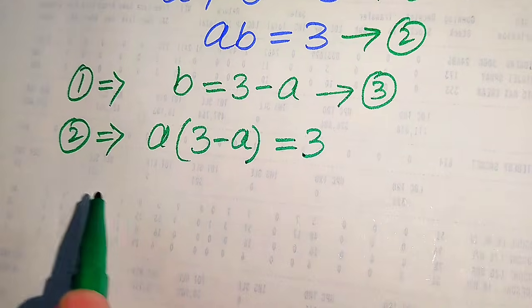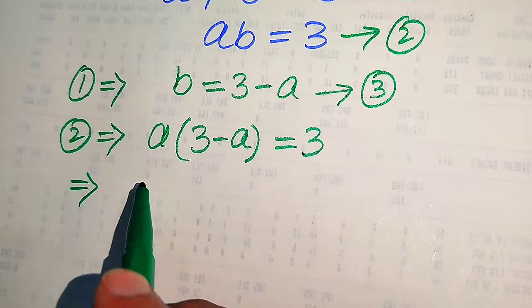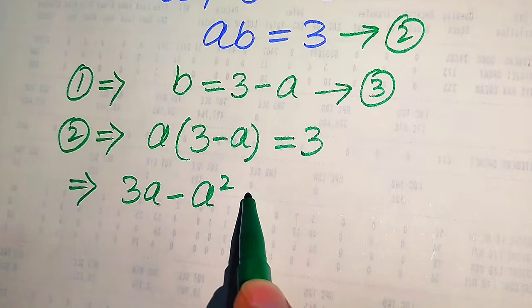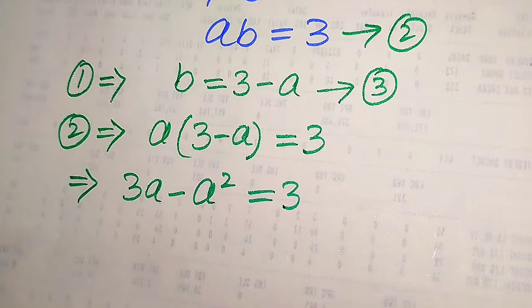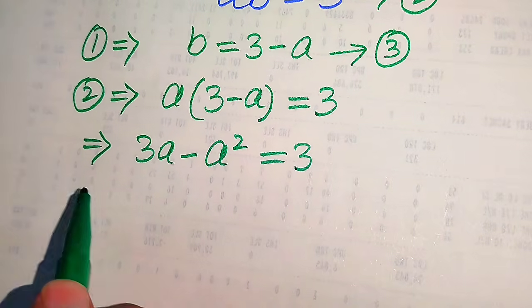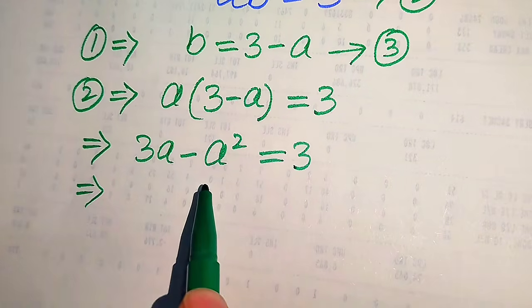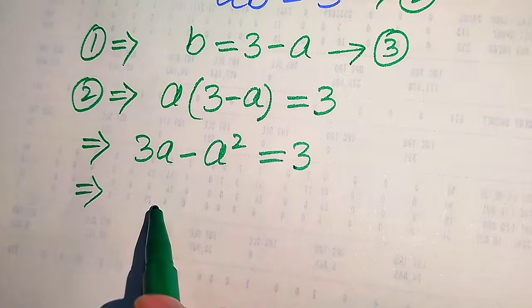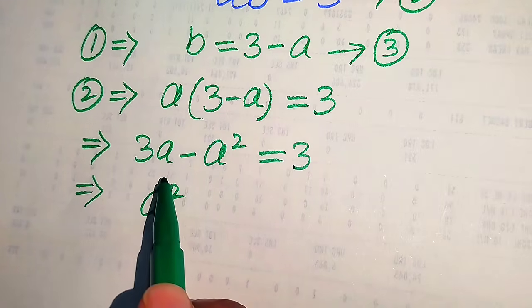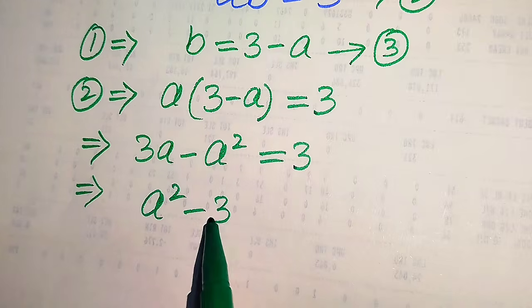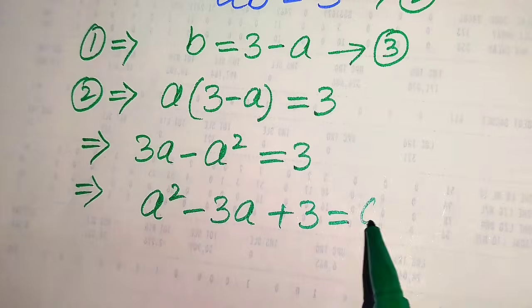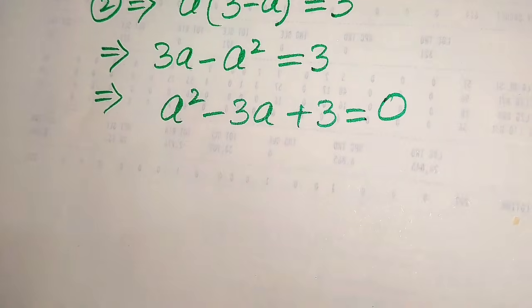In the next step we multiply a on both of these two terms, and it will be written as 3a minus a square equals 3. Next we move both of these two terms from the left hand side to the right hand side, so minus a square becomes plus a square, and plus 3a becomes minus 3a. This is plus 3 because it already lies on the right hand side. So we obtain a square minus 3a plus 3 equals 0.